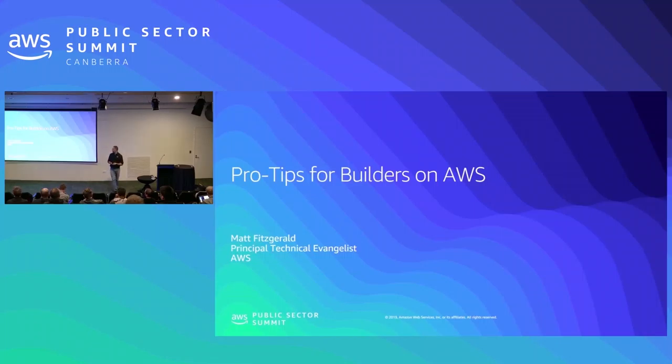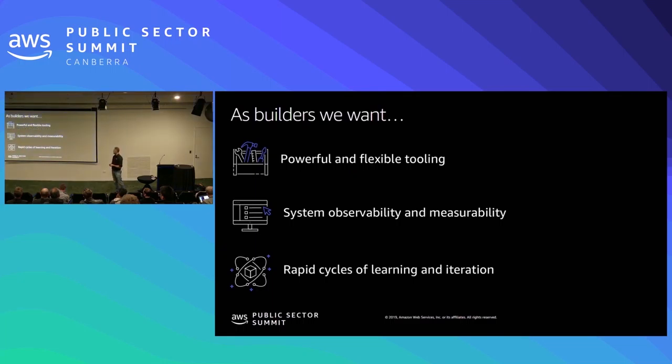Okay, so pro tips for builders on AWS. As builders, we obviously want flexible tooling, right? Tooling can be anything. It could be an IDE, it could be a command line interface, it could be some commands that have been produced by the open source community.